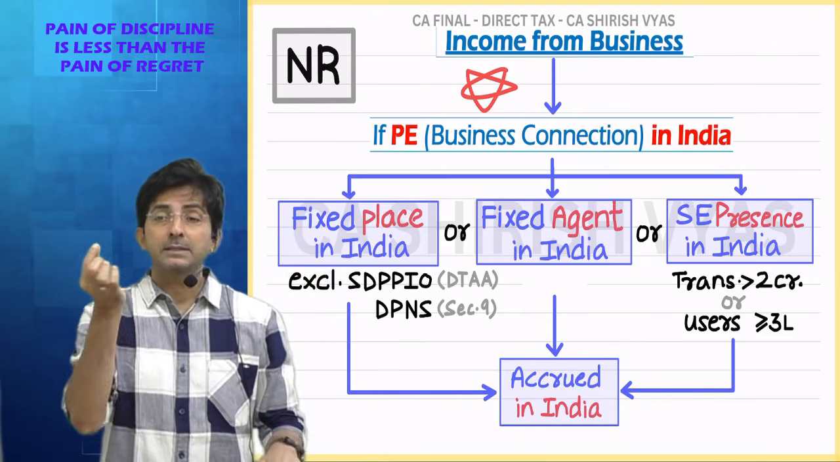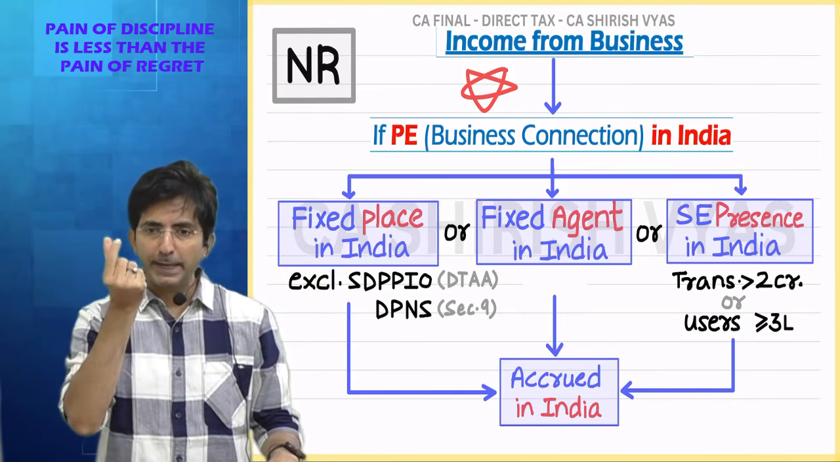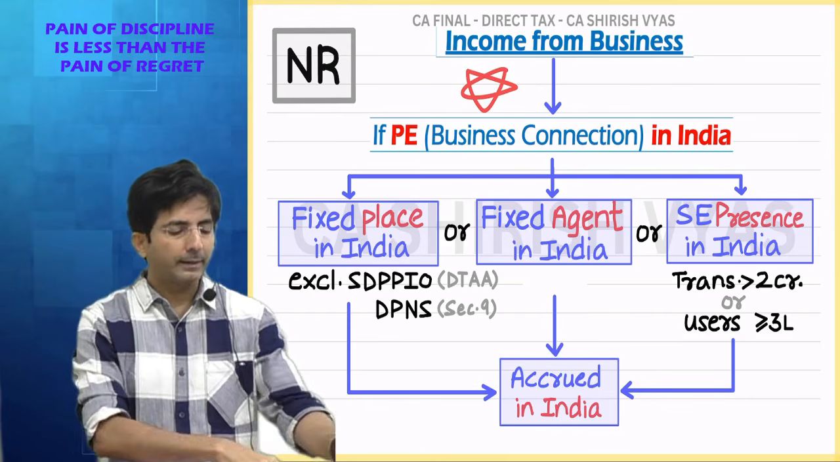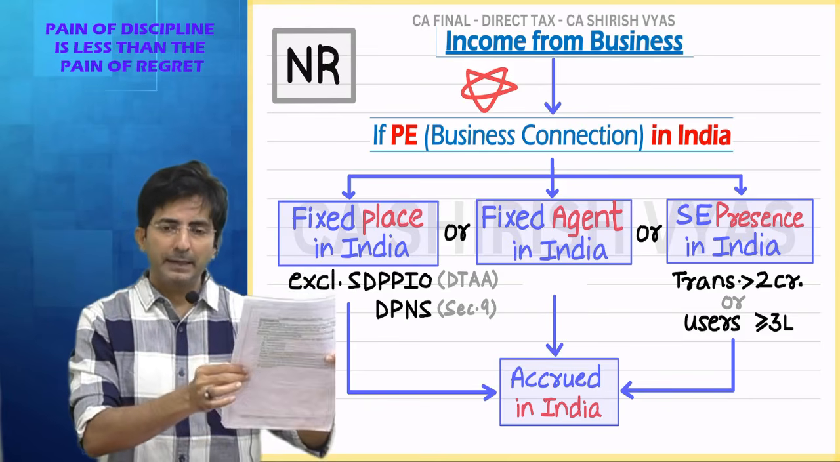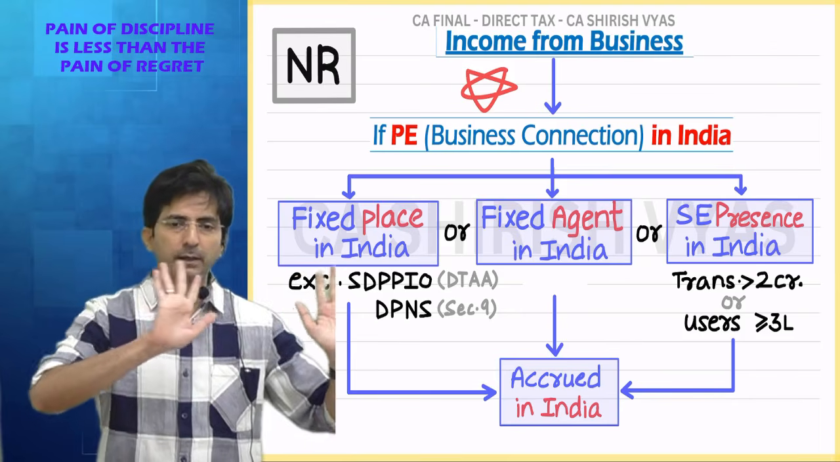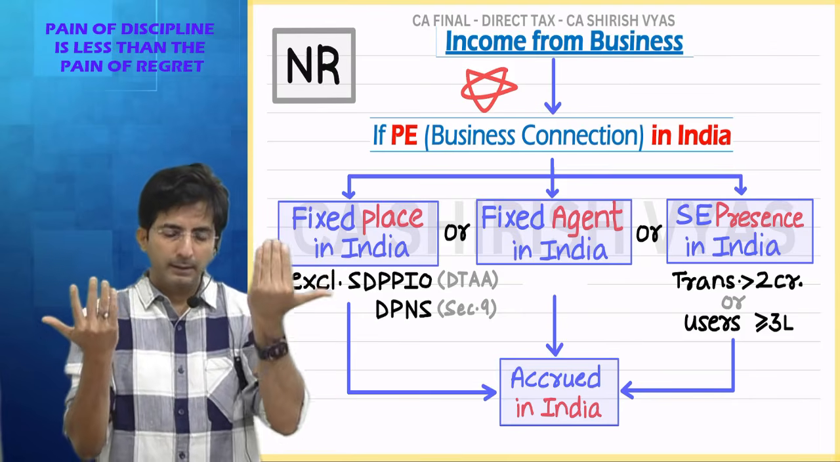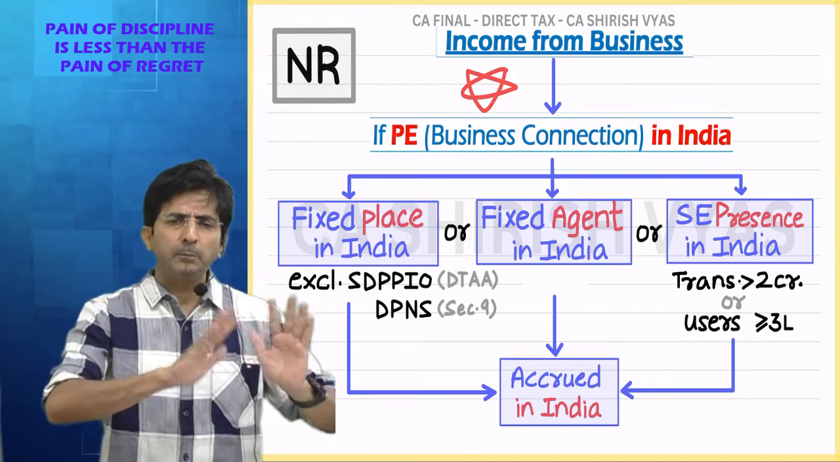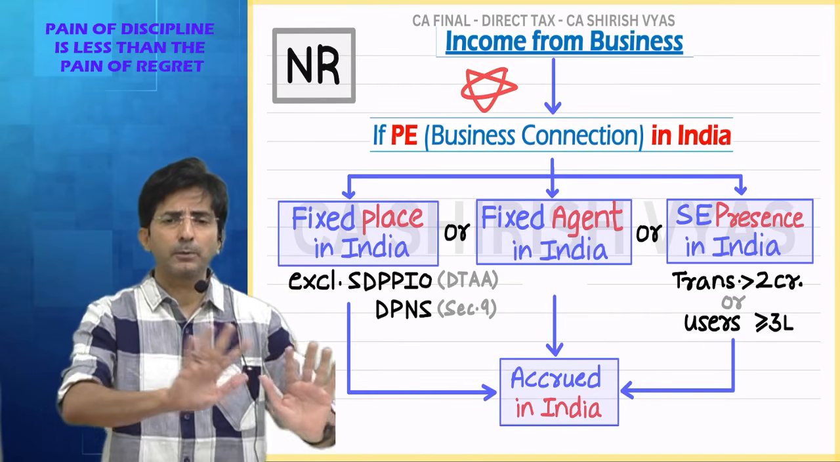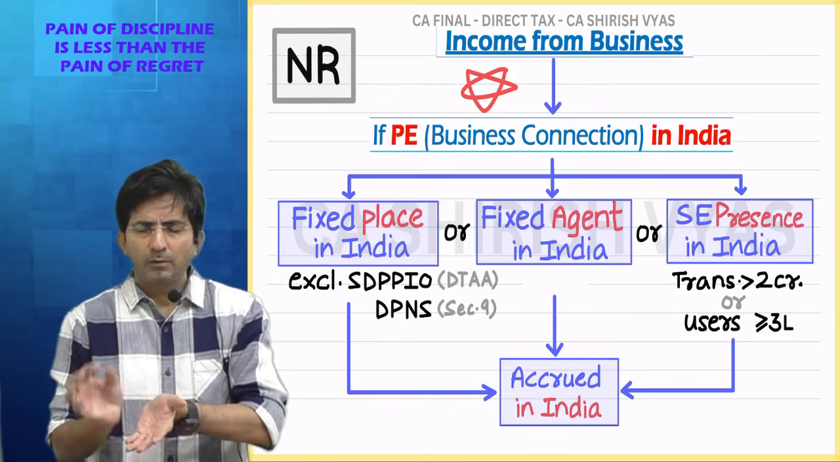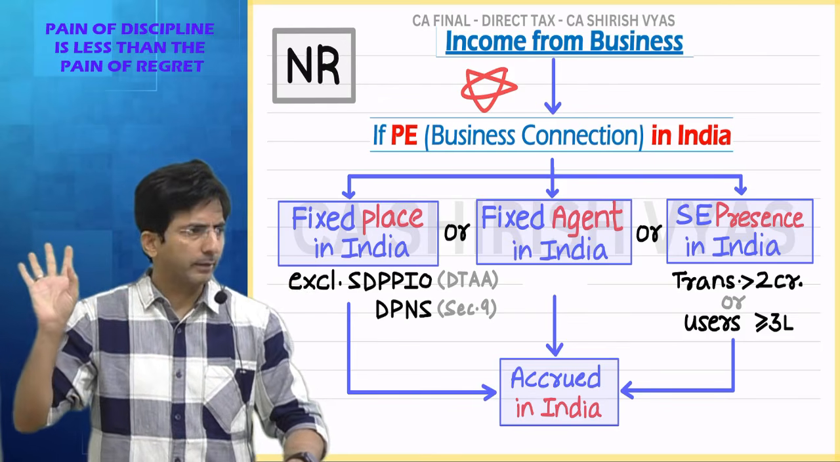First, Section 9 comes from the Income Tax Act 1961, and DATA is a separate agreement. That agreement is between India and a foreign country. And what is the difference? In DATA, many places are exempted, SHIRISH. And in Section 9, only DPNS places are excluded.